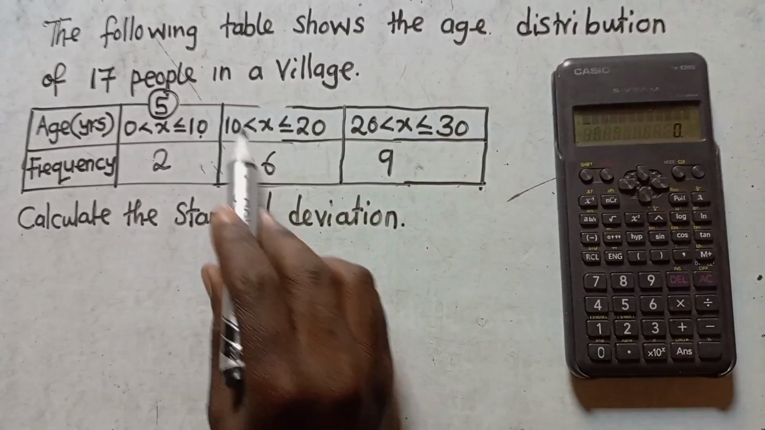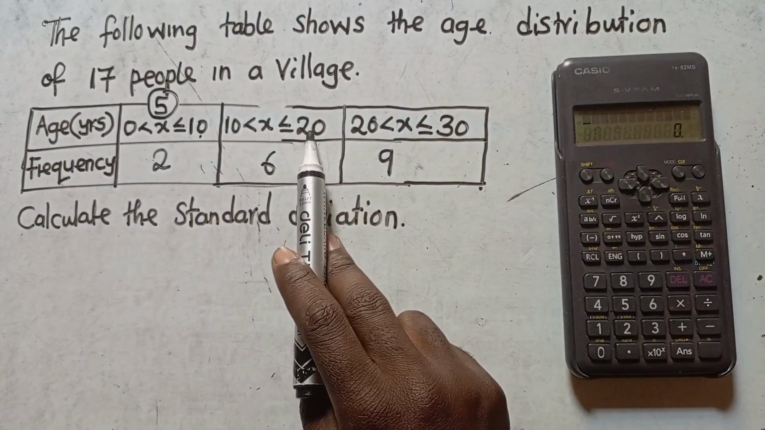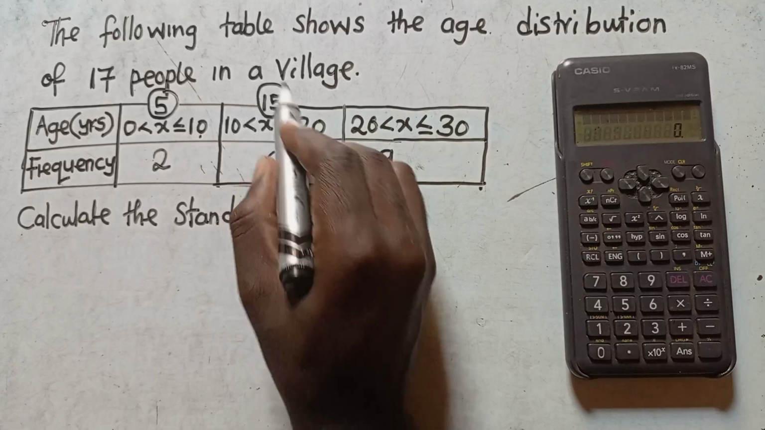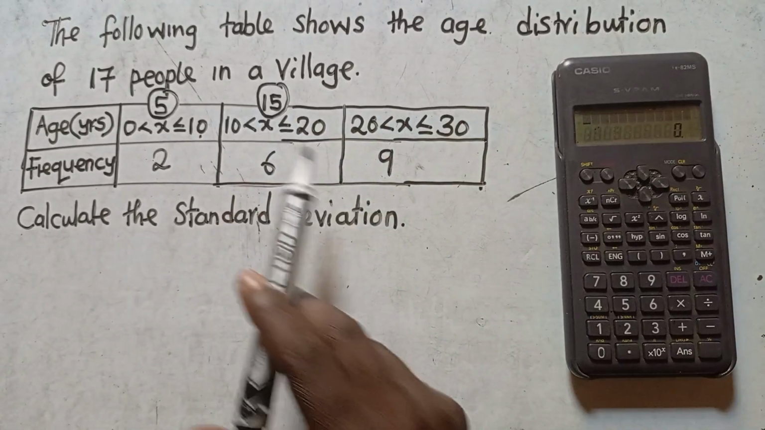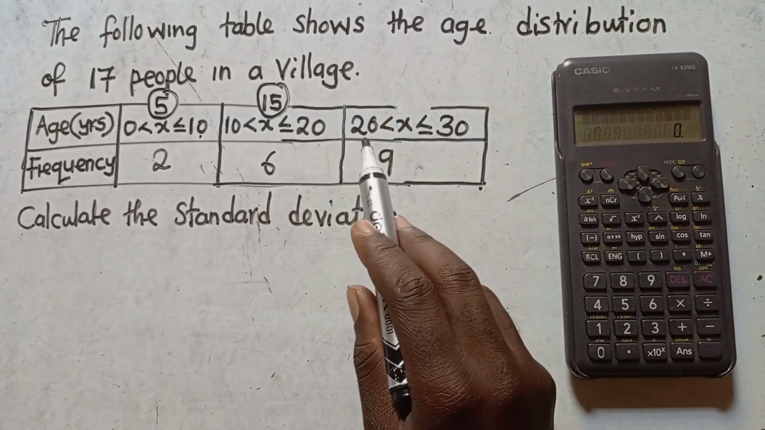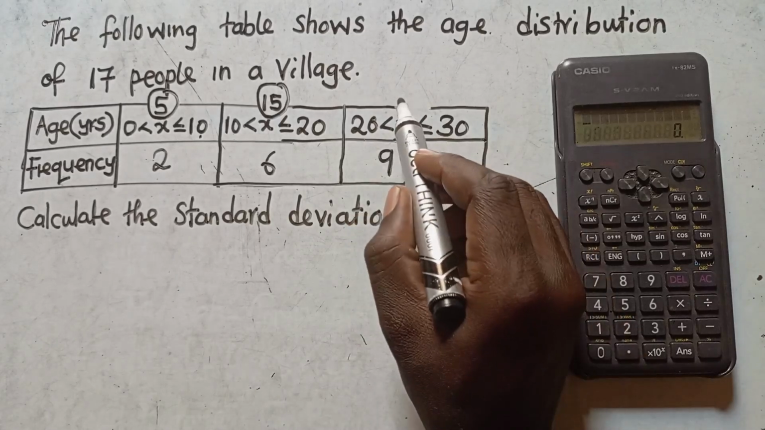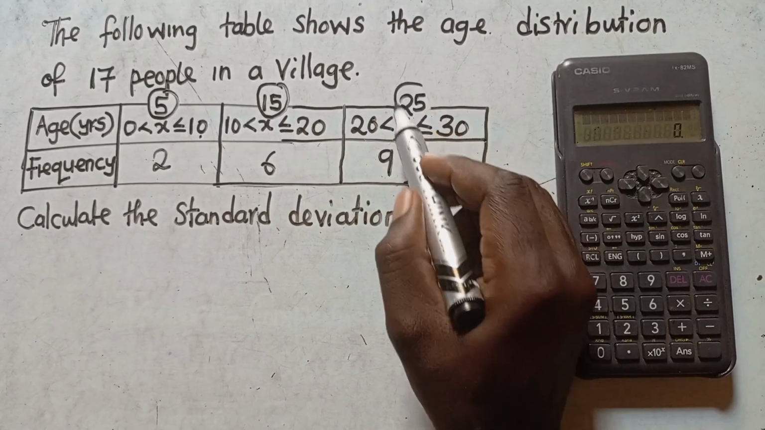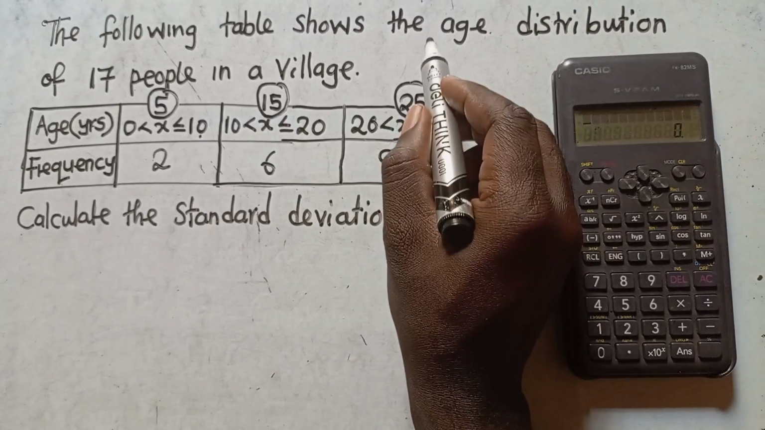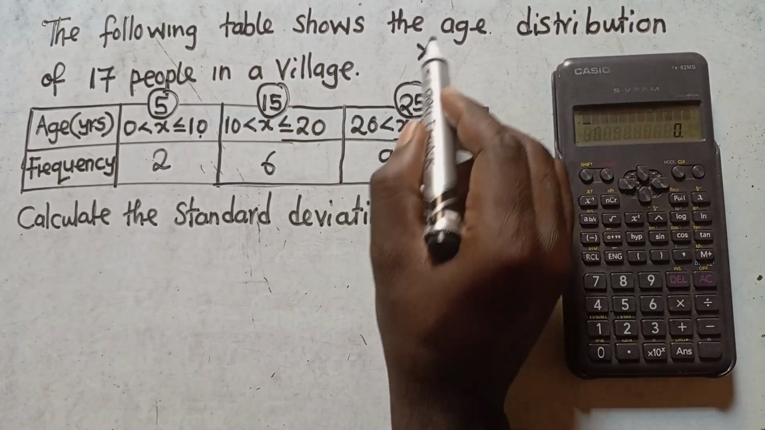We go here, we add the 10 and 20, we are finding the average. What is 10 plus 20? That is 30. 30 divided by 2, that is 15. Why am I dividing by 2? Because I'm adding two numbers. I move here, I do the same. What is 20 plus 30? That is 50. 50 divided by 2, that is 25. So these values are the midpoints, and it is called x. Don't forget, that is the x.